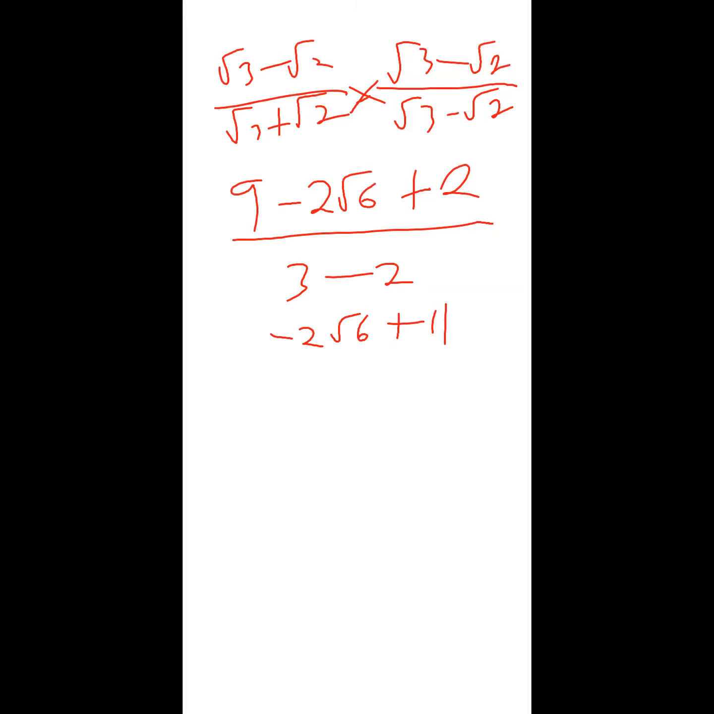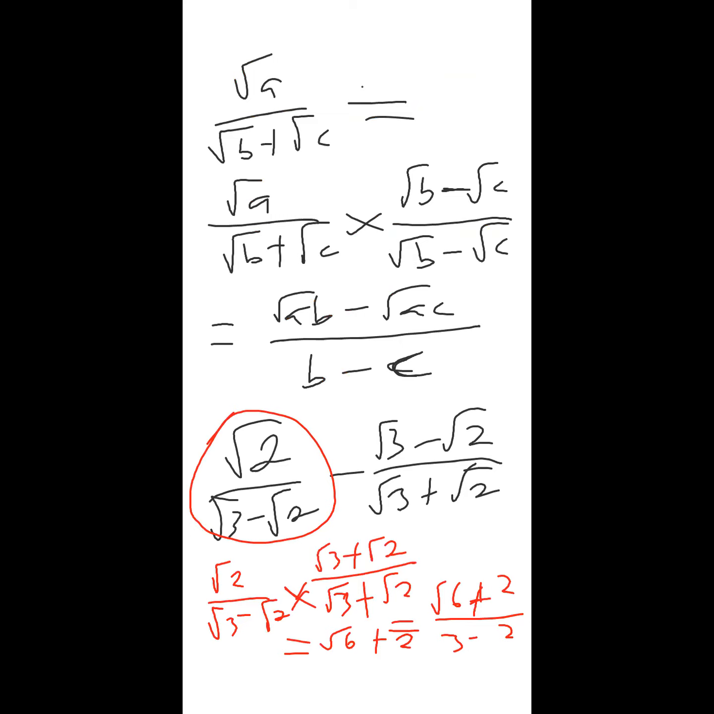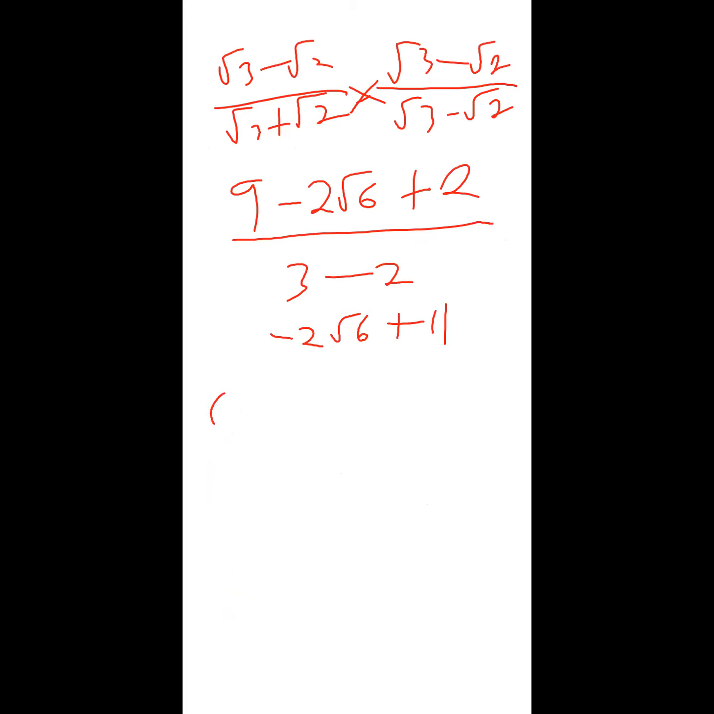Okay, let me come again. For the first part, we got root 6 plus 2. This red circled part, we got root 6 plus 2. So I want to bring it up together, not forgetting that there is a minus in between them. So it is root 6 plus 2 minus 2 root 6 plus 11.